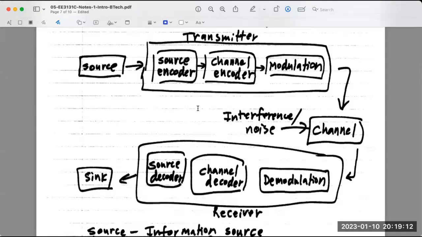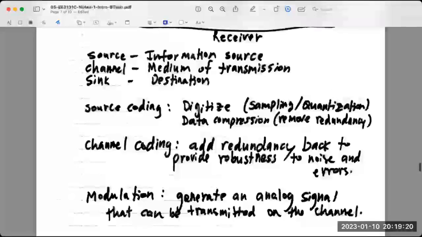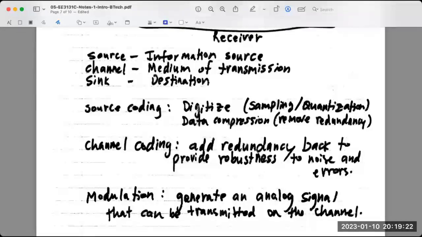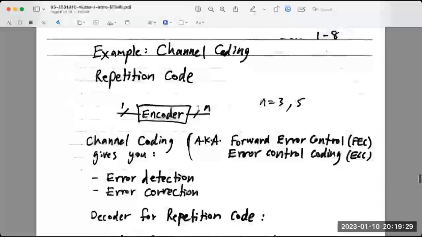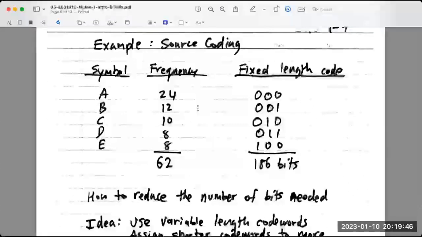And the job of the modulator is to take the bits and generate a waveform that you can transmit. Right? So that's all described here, but I kind of said it in the last few minutes. We're going to do two examples: source coding and channel coding. So, source coding.